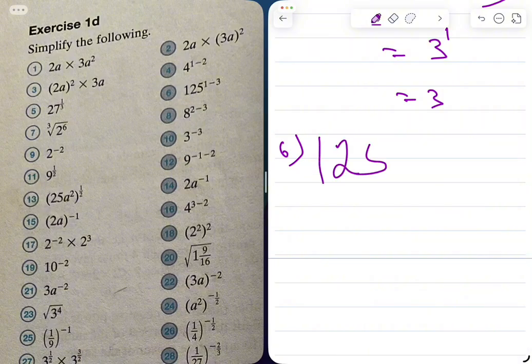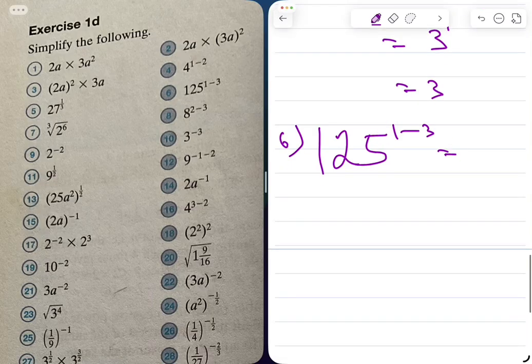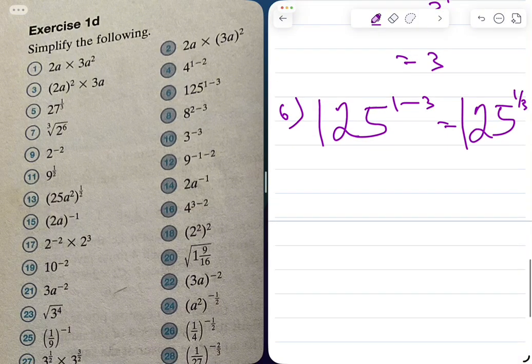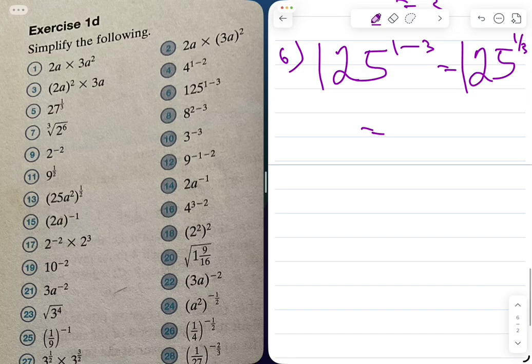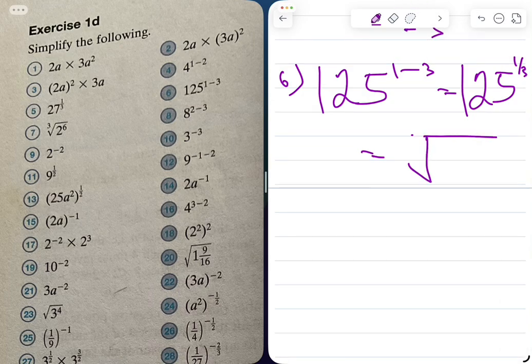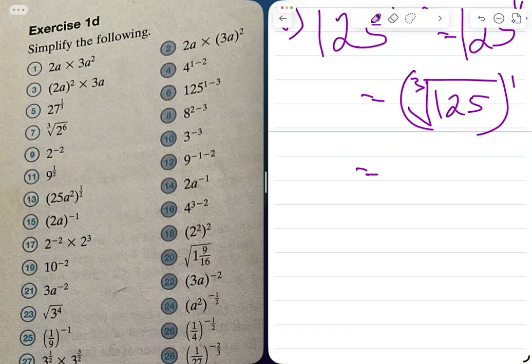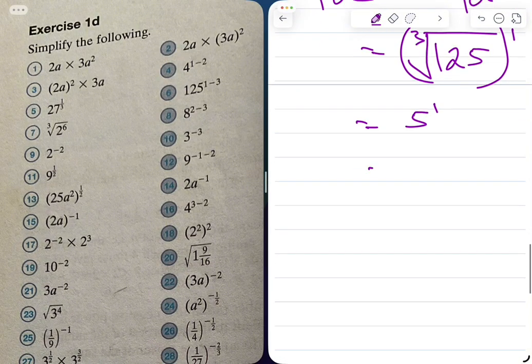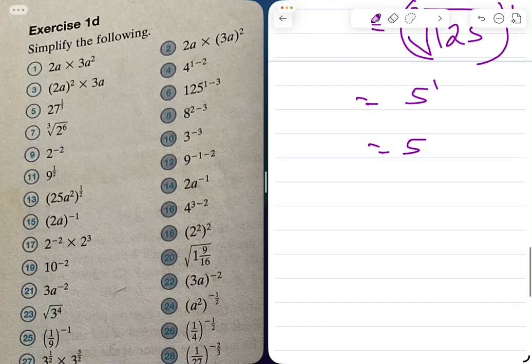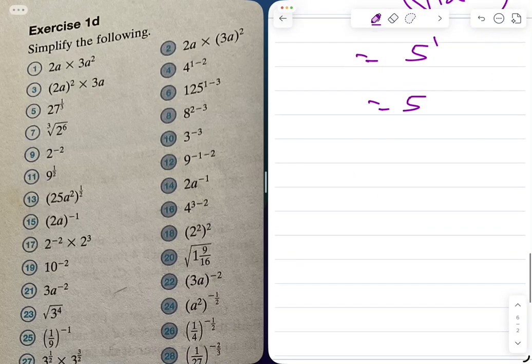125 raised to power 1 over 3. This simply means 1 over 3. That's another way of writing 1 over 3. Now let me write it that way first of all. 125 raised to power 1 over 3 is equal to the cube root of 125 raised to power 1. And that simply means the cube root of 125 is 5, and that means 5 raised to power 1, which is equal to 5.